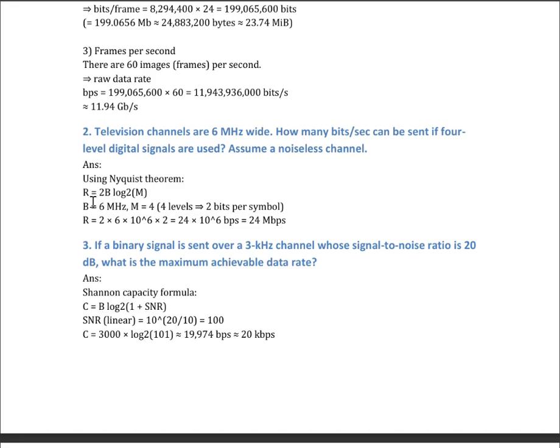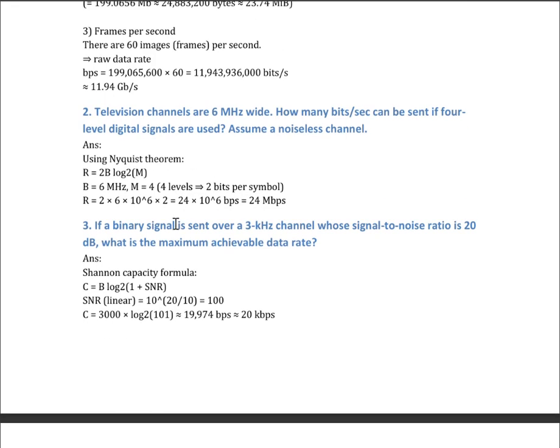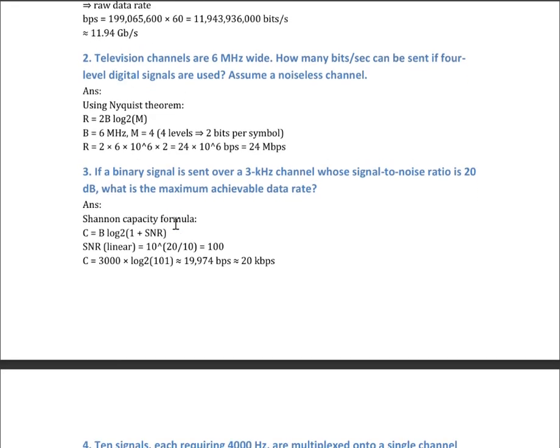Here all the values are given in the question. For the television channel, B is equal to 6 megahertz and M is equal to 4, because we are taking 4 levels. Now we can calculate the symbols and get the answer, which is 24 megabits per second.